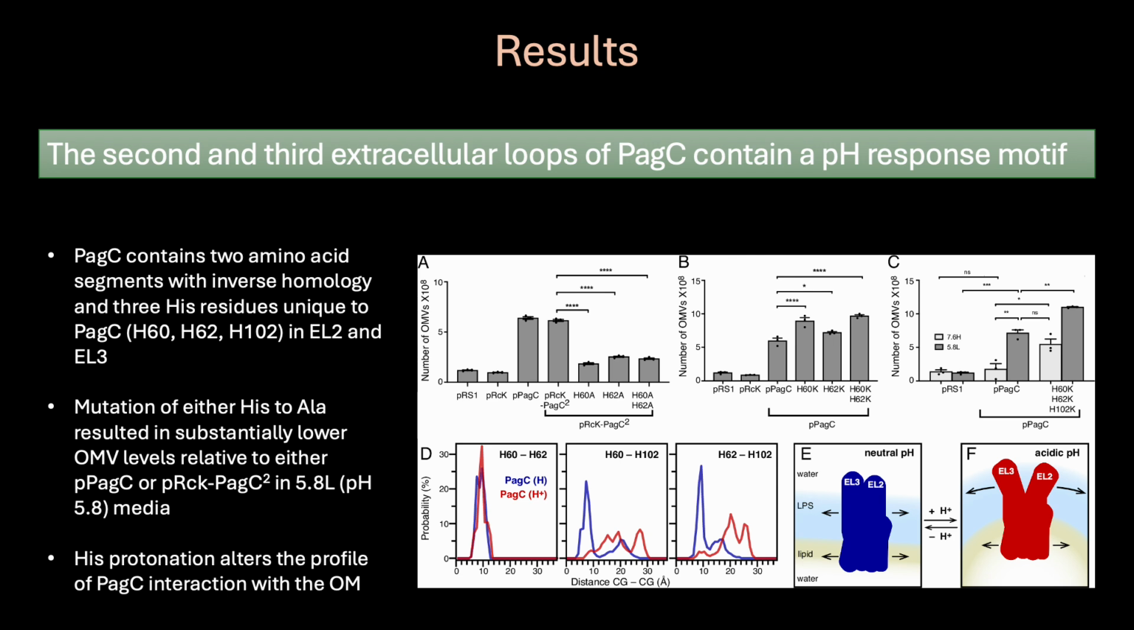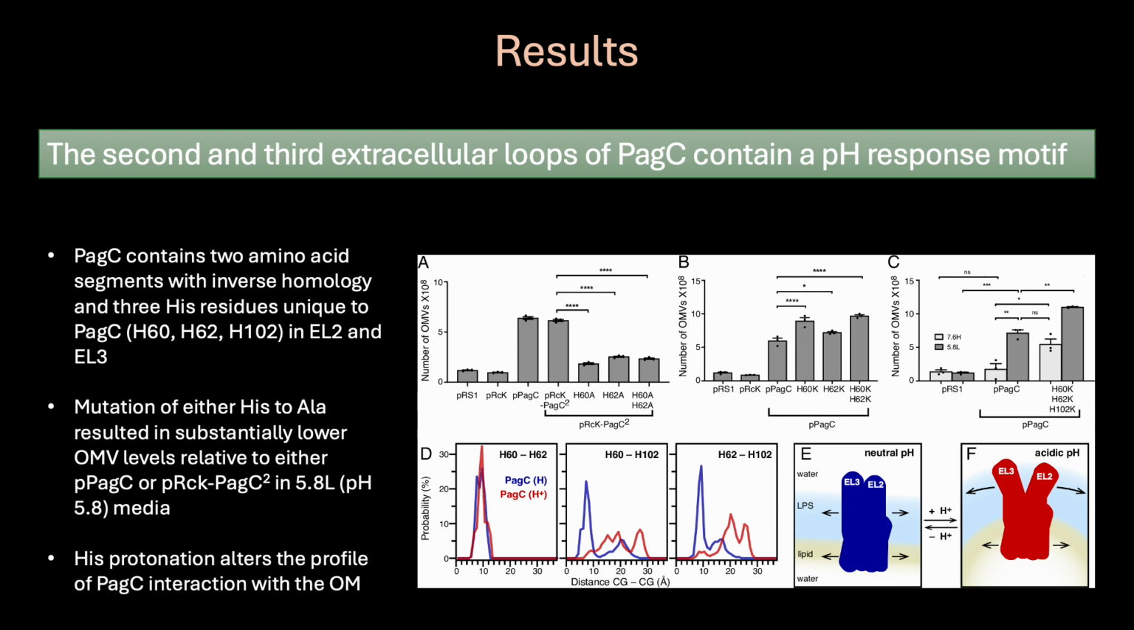And again, this resulted in a significantly greater OMV production compared to the wild-type plasmid-encoded PAG-C in both media. The data from these graphs suggests that PAG-C-mediated vesiculation becomes activated at mildly acidic pH, where histidine becomes protonated.